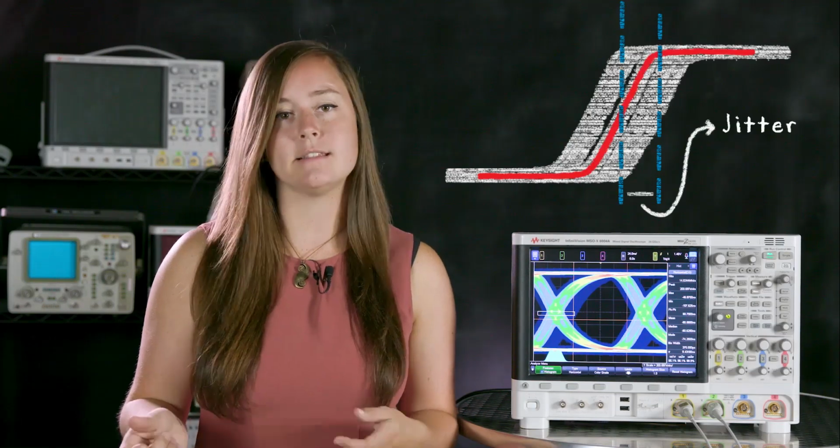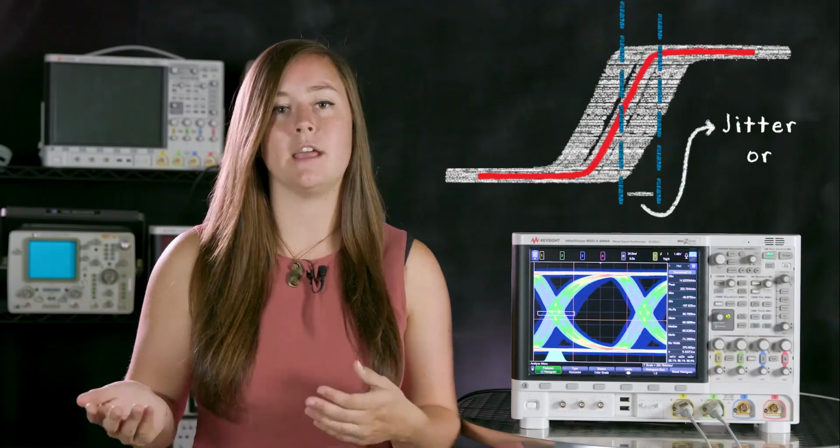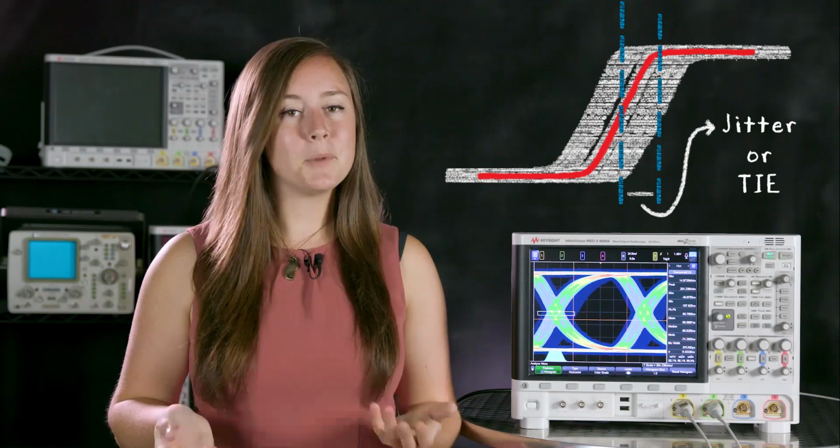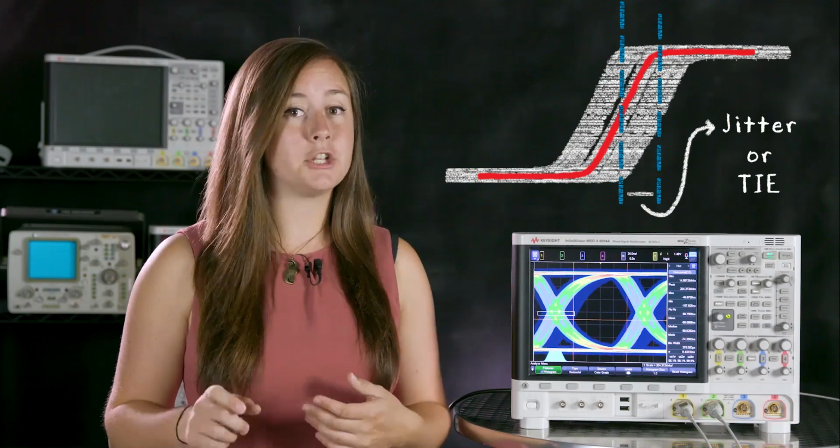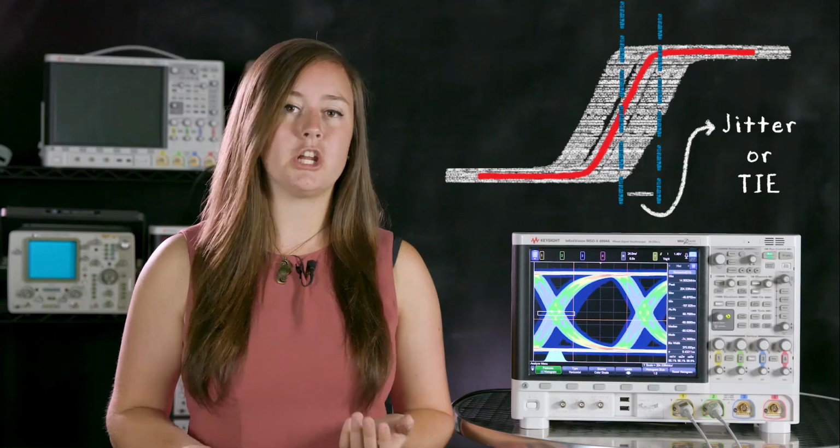But unfortunately, we don't live in an ideal world, and there are going to be times when those edge crossings come in a little too early or a little too late. So jitter is the deviation of where that edge crossing actually ends up compared to where it ideally should be. And this is oftentimes called time interval error, or TIE. And typically there's a specification called a jitter budget as to the allotted amount of jitter in a signal.